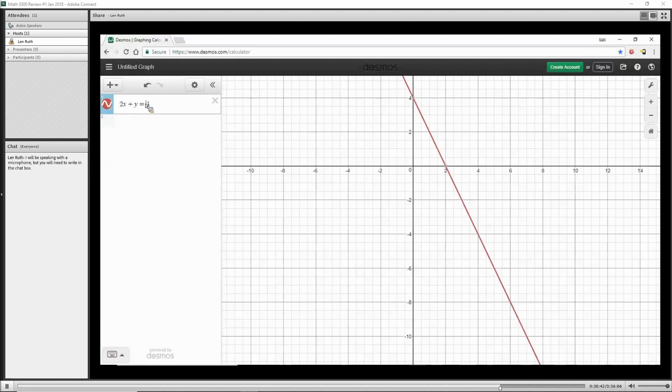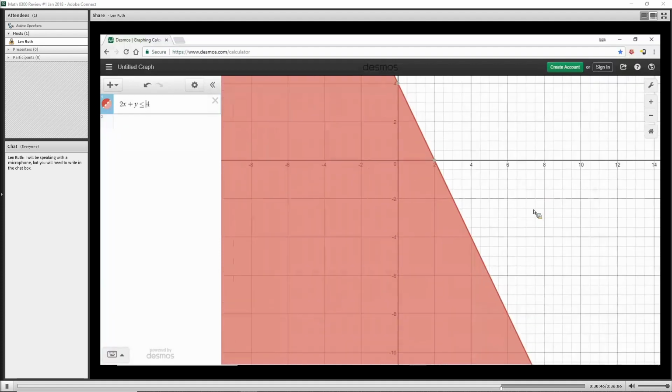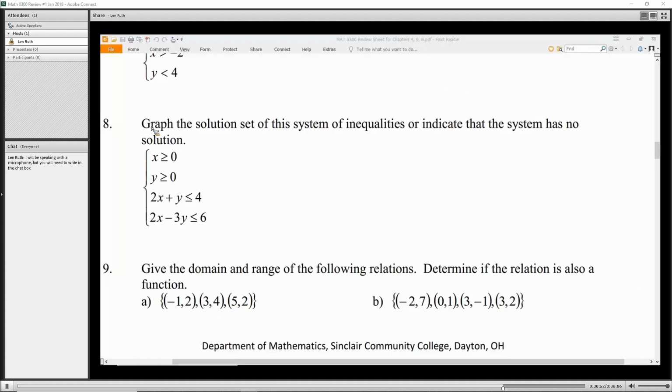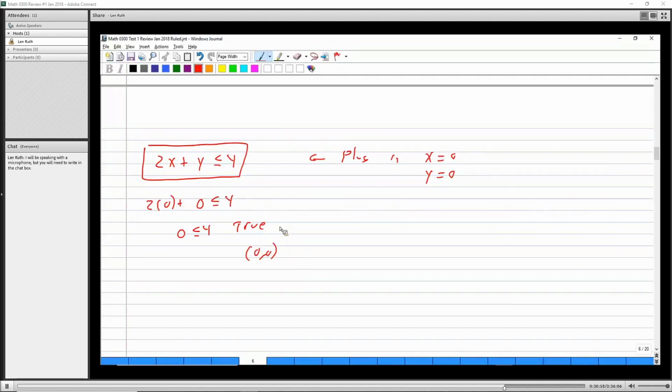So with Desmos, you'll see it looks like that. So that's the graph. It's the line plus we've shaded on one side. Then the other one is 2x minus 3y less than or equal to 6.